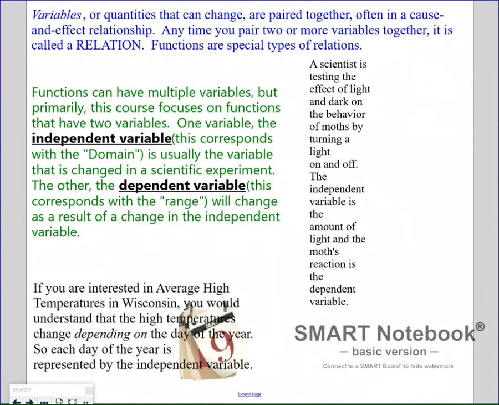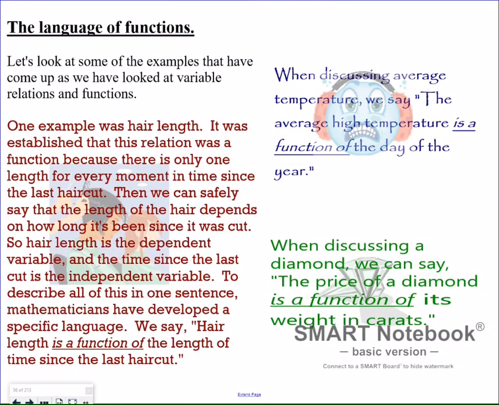We'll look into domain and range a lot more later, but for now, I want to move on to the language of functions. We use the phrase "is a function of" in the mathematics world to pair variable relationships together. So, for example, we could talk about hair length. It's established that hair length is a relation. That relation is a function because there's only one hair length for every moment in time since your last haircut.